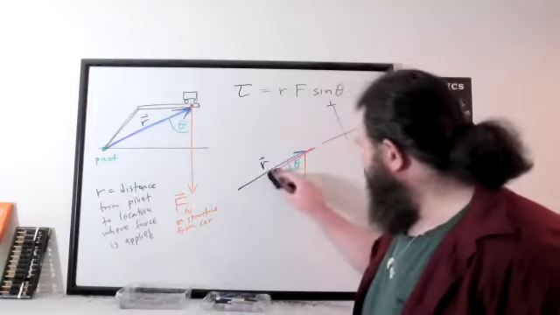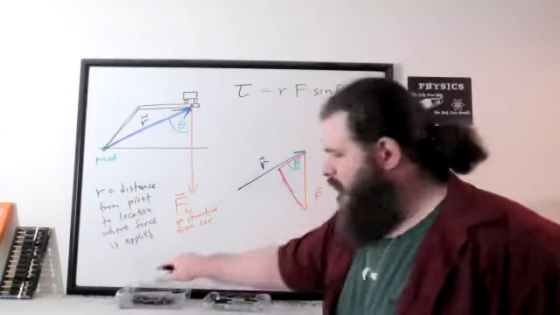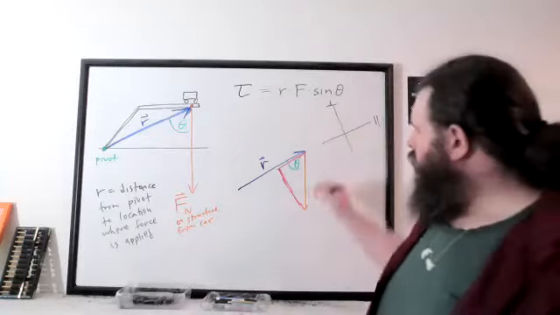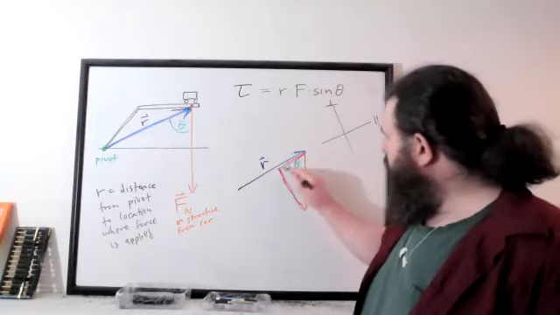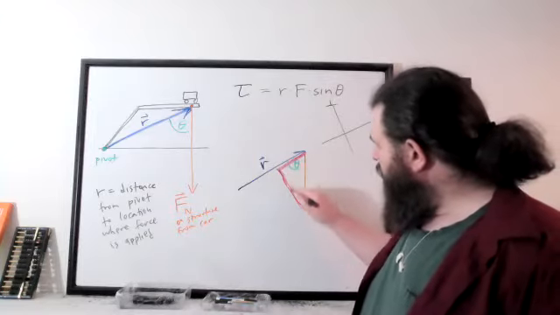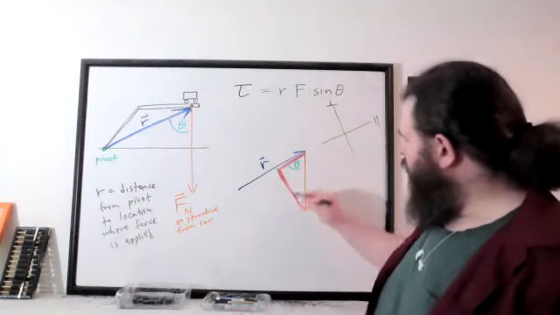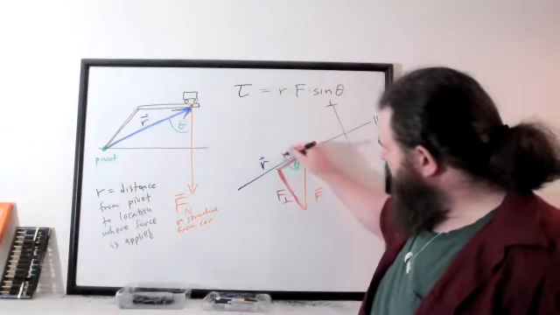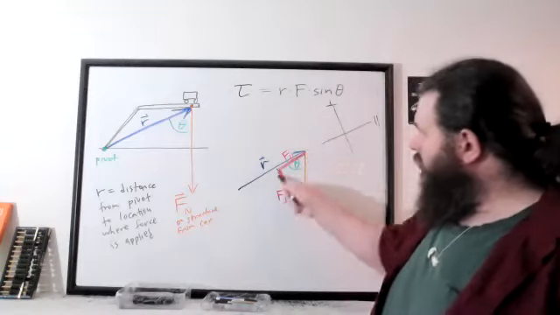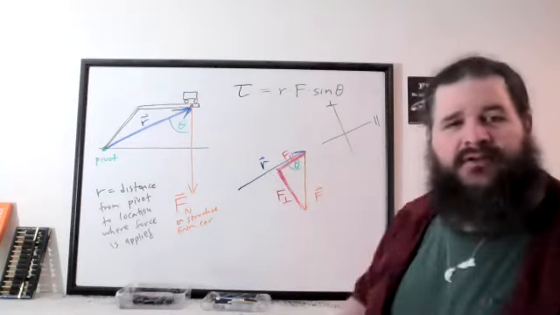And then tidy up the excess bits. So here we have a triangle with the force vector itself as the hypotenuse. We've got a parallel piece and a perpendicular piece. So we could call these F perpendicular and F parallel: the amount of force that's parallel to the radius and the amount of force that's perpendicular to the radius.